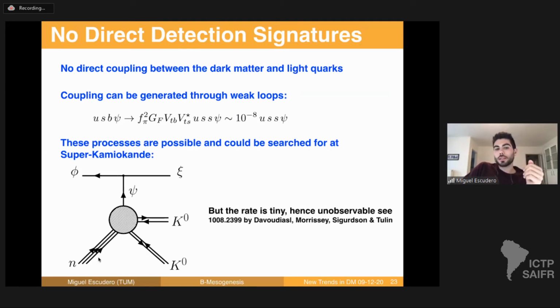One could imagine processes of this type: a dark matter state comes in, interacts with a neutron, and then in the final state, you have a lighter dark sector state and mesons. This is a potential signature that would look like nucleon decay, but the problem is that when you compute the number, it's tiny and unobservable. So that's unfortunate. It's hard to detect this dark matter.